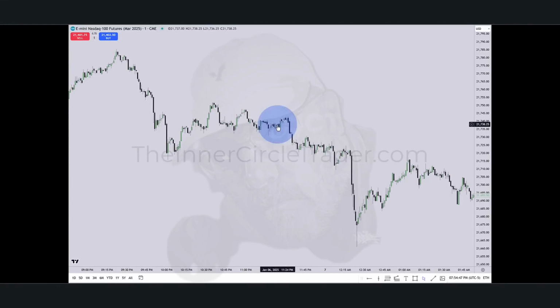So this is the midnight opening range. So the first thing you've got to do is obviously find electronic trading hours.